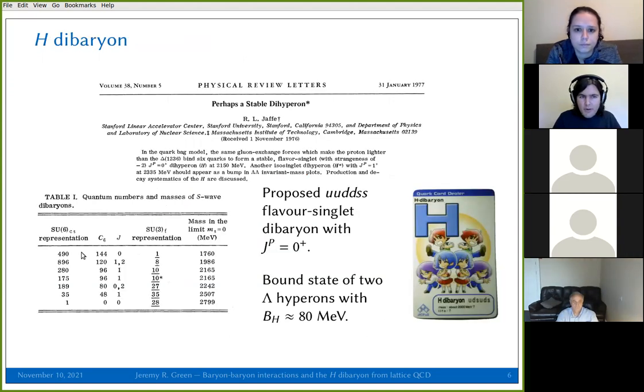So on the subject of hyperons, as I said, the main focus, at least initially, that I'll talk about is the state conjectured almost 45 years ago, called the H-dibaryon. It's based on an MIT bag model style calculation. The idea is that this is a compact state with 2 up, 2 down, 2 strange quarks. From the SU(3) flavor picture, this would be a singlet, and it's a scalar. And the initial prediction was that its binding energy would be about 80 MeV.